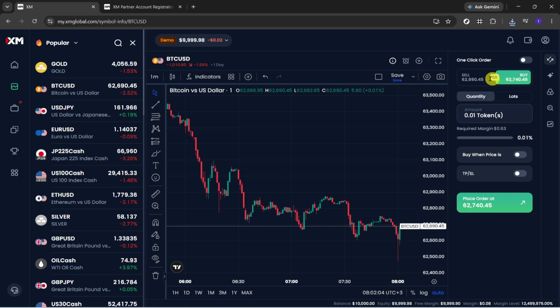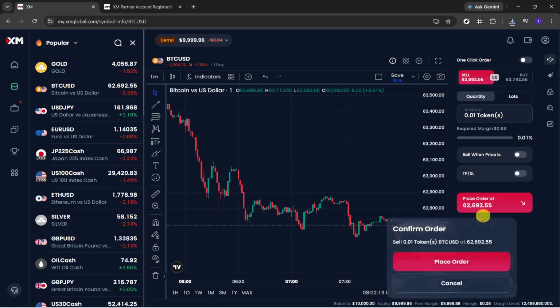buy or sell. This is where you decide the direction of your trade. If you expect the price to rise, choose Buy. If you expect the price to fall, choose Sell. Since this is a demo account, it is a useful environment for practicing how these order directions work without using real funds. After selecting Buy or Sell, click on Place Order.